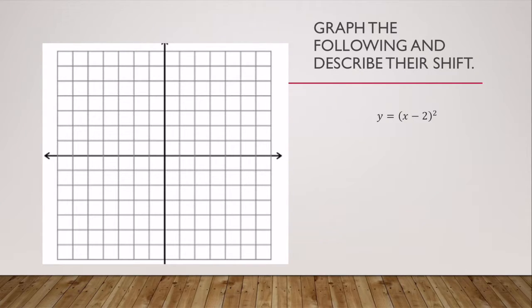So let's describe the following shift. I have y equals x minus 2 squared. So let's take a look at our parent function. By parent function, I mean like our original function. This is y equals x squared. We know this is going to look like a parabola. So let's go ahead and find a few points on this function. Now I know this is going to be shifted to the right 2. So every single point is going to move over 2.